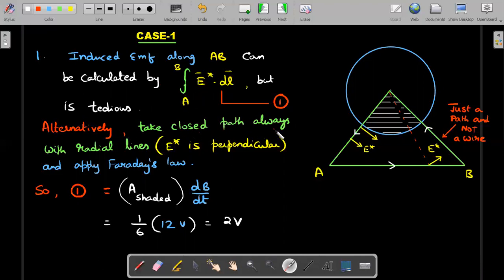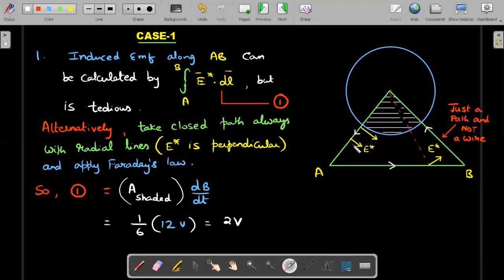Alternatively, you can always take the closed path with radial lines. Our job was to calculate from A to B only. Remember, this is just a path. This green line is not material, just a path, not a wire. So always the idea is, if any path is given, complete that path using radial lines.